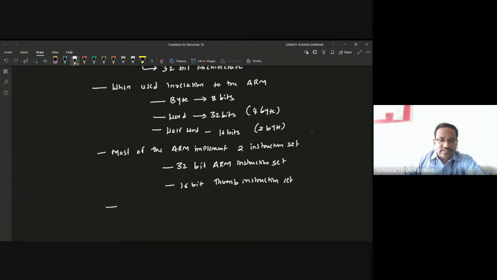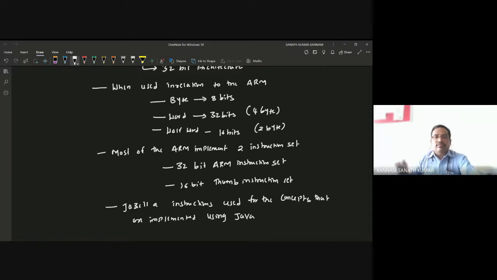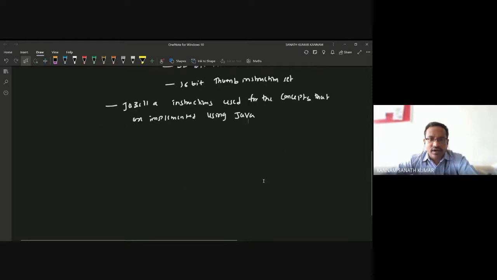In some applications, ARM will be used as Jazelle. Jazelle instructions are used for concepts that are implemented using Java code. So wherever you need to run some Java code, we can use ARM as Jazelle.